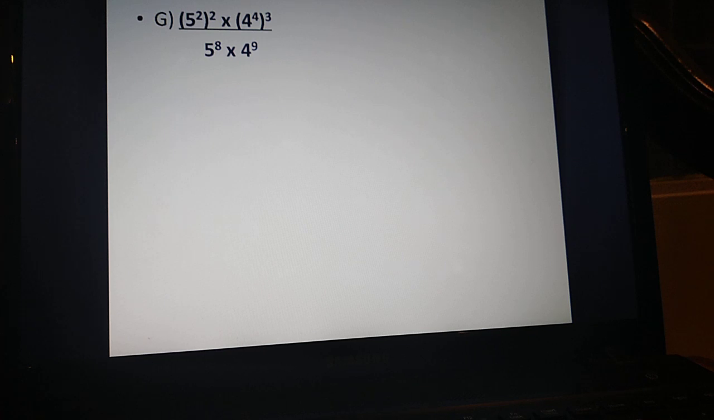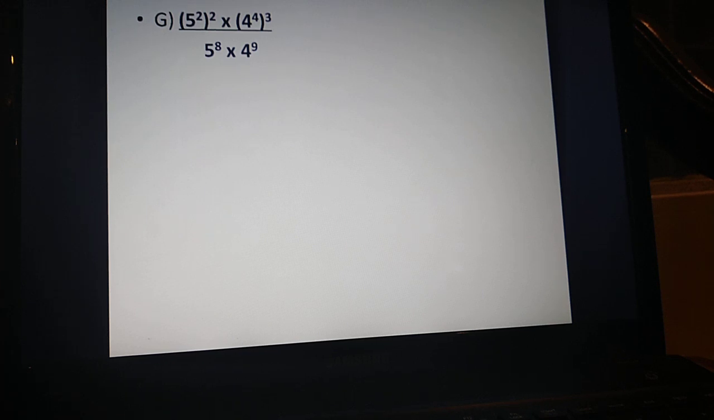Okay. Now part G of the same question. You have a bit more things to do here. 5 to the power 2 to the power 2. Now you need to remember that we should multiply indices here. Good. Now if you multiply the indices here, this is 5 to the power 4. Now 4 to the power 4 to the power 3 means you multiply indices here as well. It's 4 to the power 12.